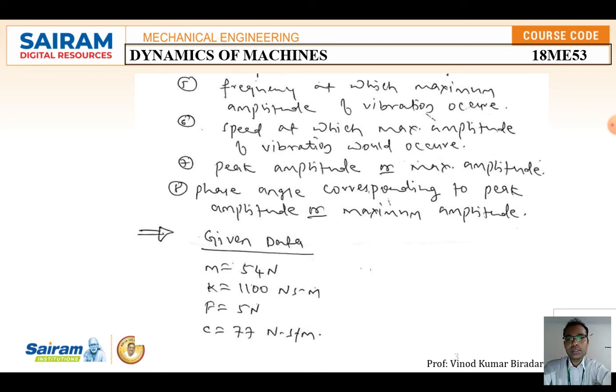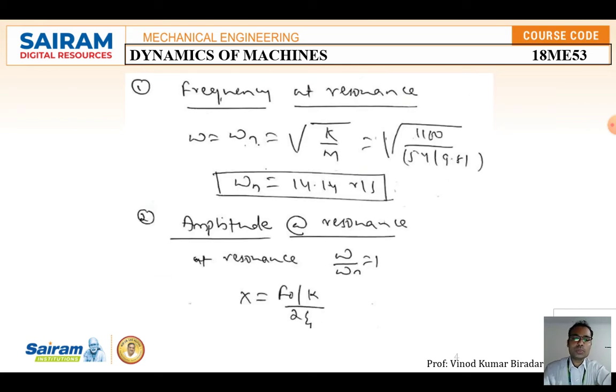Here the given data: m is equal to 54 Newton, that is, the weight is given. Note down the given data first: k is equal to 1100 Newton per meter, the harmonic force is 5 Newton, and the damping is 77.77 Newton second per meter. Let me solve one by one with the list of formulas. Open your notes, the module 4 notes, where I gave the list of formulas.